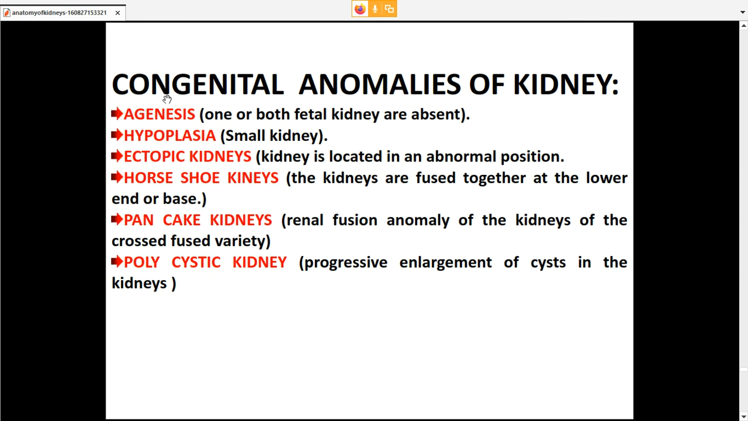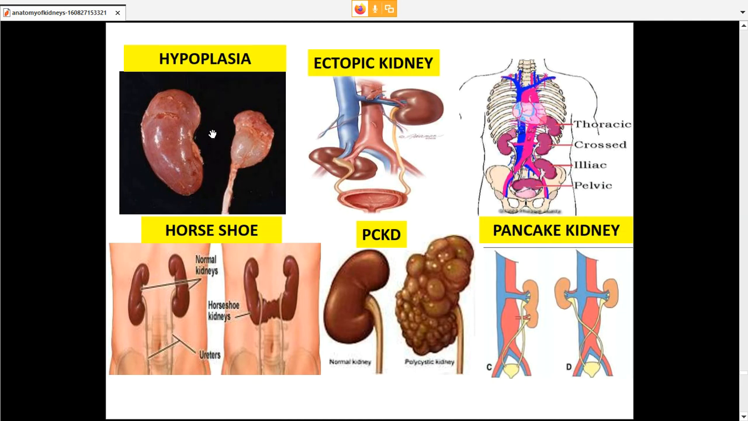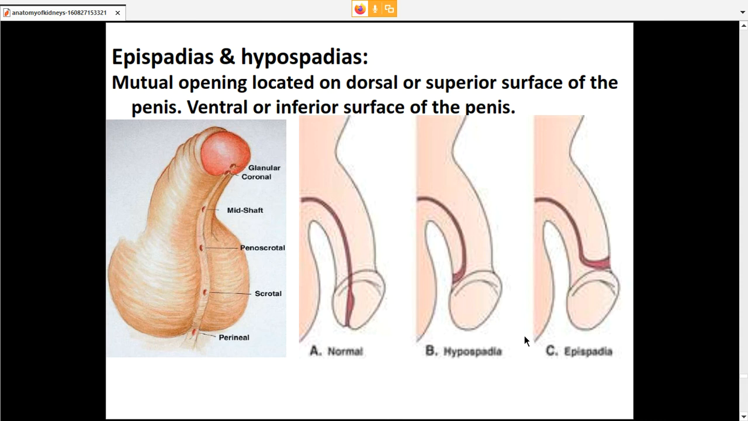Now the anomalies. This is about the abnormalities of the kidneys. Agenesis means one or both fetal kidneys are absent. Hypoplasia means a small kidney. Ectopic kidneys means they are present in an abnormal position. Then horseshoe kidneys, pancake kidneys, polycystic kidneys. These are all the abnormalities of the kidneys. Here you can see the hypoplasia, a small kidney, and here the ectopic kidney, outside of the normal location. And the lobulated kidney, polycystic kidney, horseshoe shaped kidney, and here you can identify the pancake kidney.